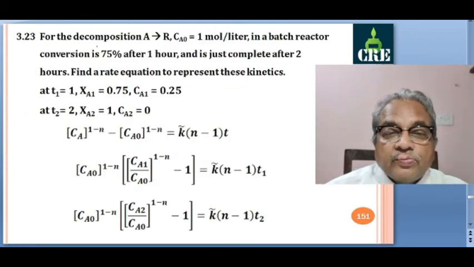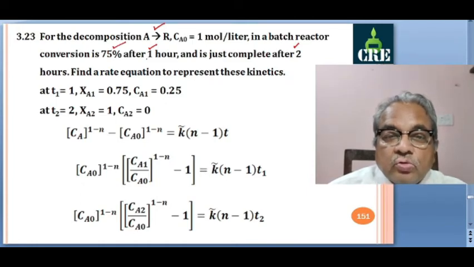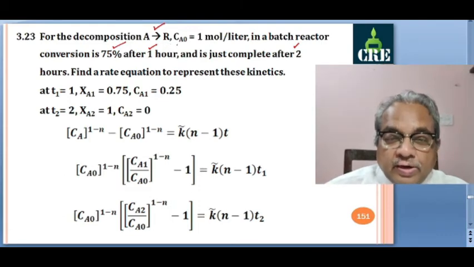Next 3.23, the decomposition A to R, Ca0 is equal to 1 mole per liter in a batch reactor gives us 75% conversion after 1 hour, and it is complete, that means conversion Xa is equal to 100% after 2 hours. Find the rate equation. So A gives R, that doesn't give us any information about the kinetics. It is not mentioned about the order, so we have to determine it.